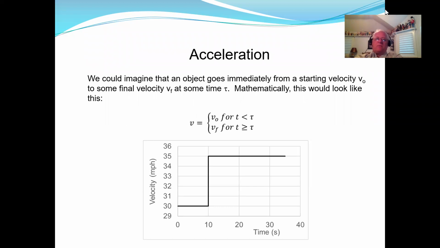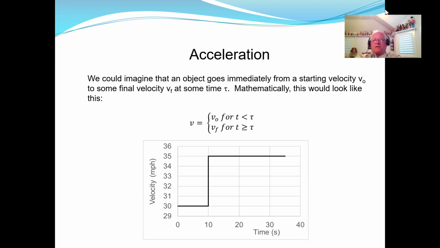Now, one way that you might think about acceleration is a plot that looks like this. Say I have an object traveling along, in this case, looking at the plot, at 30 miles an hour, and at 10 seconds on my stopwatch, after 10 seconds, I could change the velocity of that object. I could up the speed to 35 miles an hour. You might consider the easiest thing to do would be to show this, where we simply instantaneously change the object's velocity from 30 to 35 miles an hour.